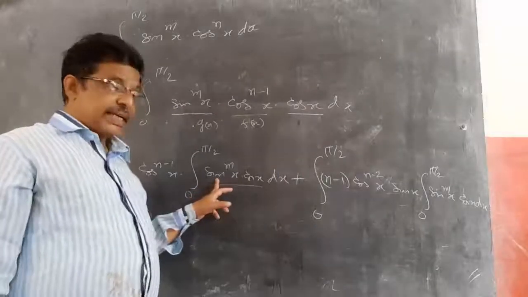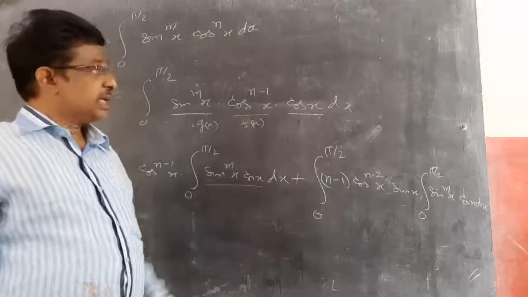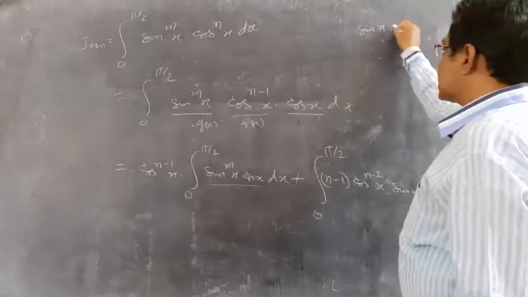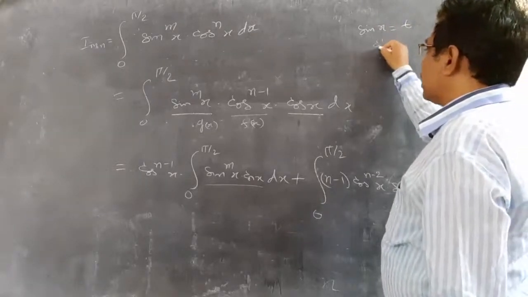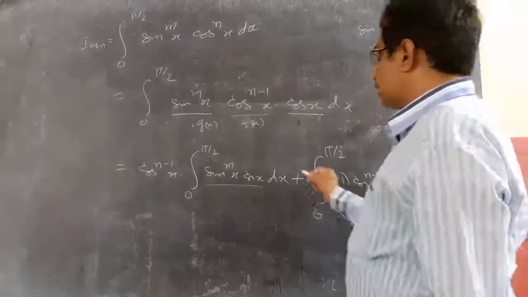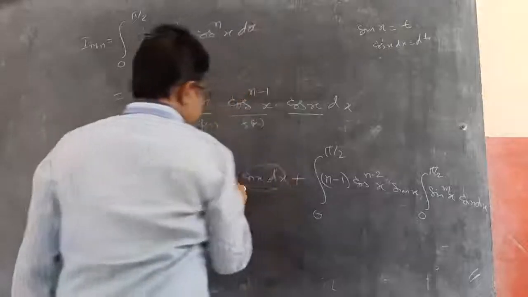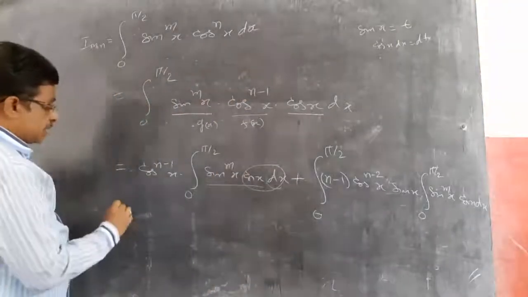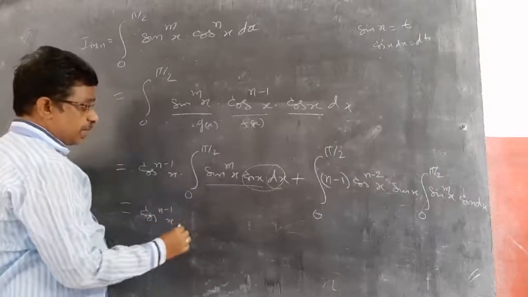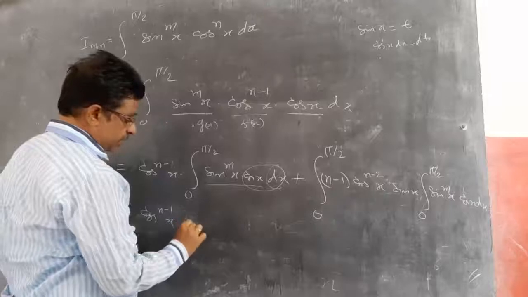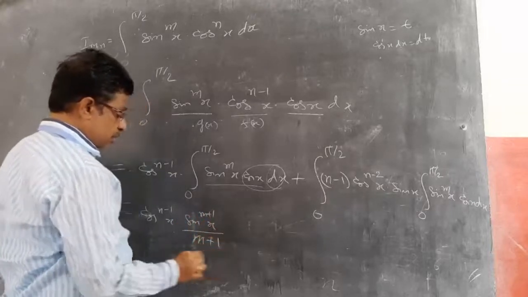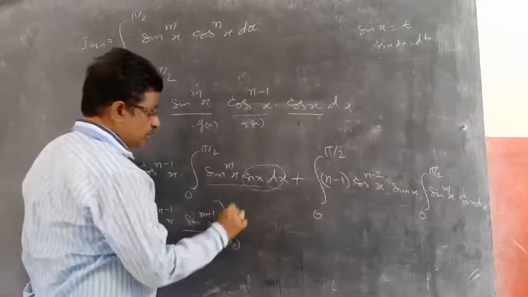I can take this as t, and this is dt automatically. If I take sin x equal to t only in this part, not in all, what do I get? The derivative of sin x is cos x. So cos x dx equals dt, so this whole becomes dt. Now this is t^(m+1) by m+1. So cos^(n-1) x into this, t^(m+1), means sin^(m+1) x by m+1 between the limits 0 to pi by 2.